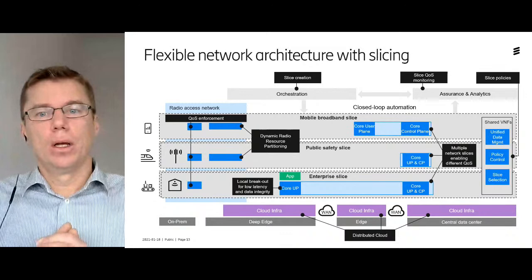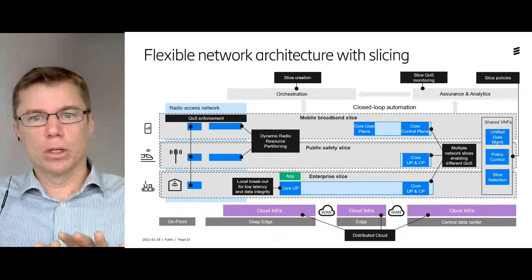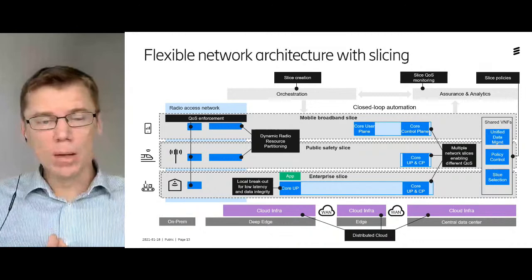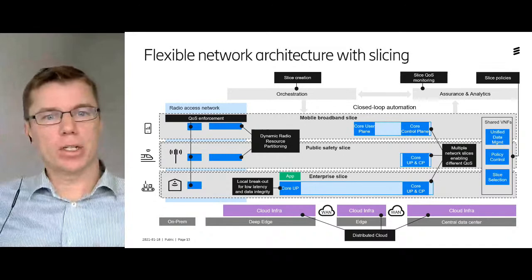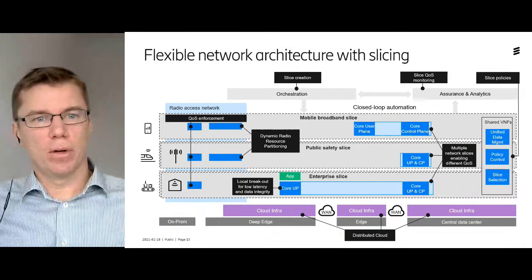For these kind of different slices, then you have the network functions, let's say, dynamically orchestrated in an automated way. That will be very important. And monitored, so you see what you get and you can track your quality of service fulfillment for the different slices. But you can also then allocate resources per slice. In the radio access network, that means that the radio resources can be partitioned for these kind of different slices. And you also have the normal quality of service enforcement coming per slice.